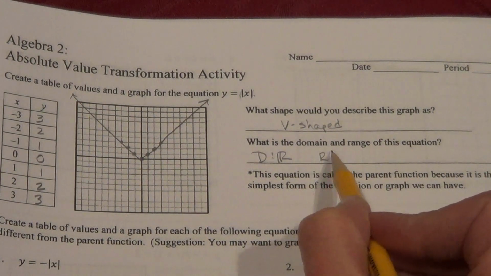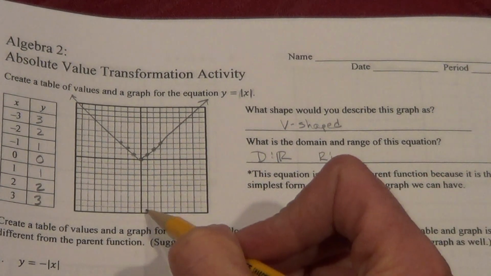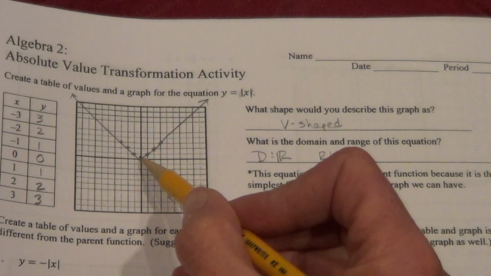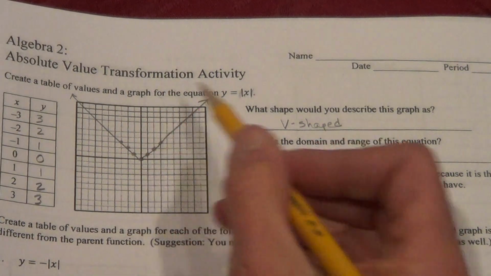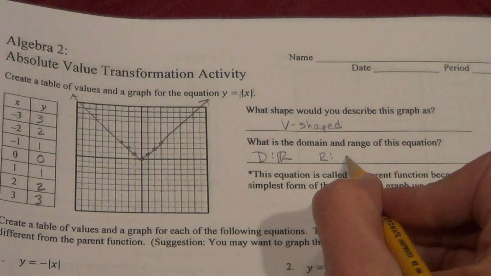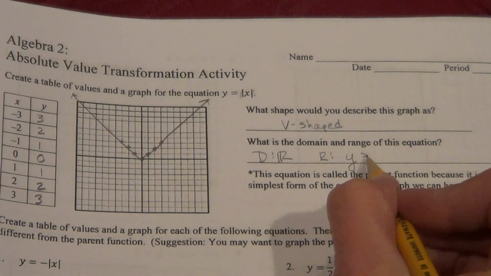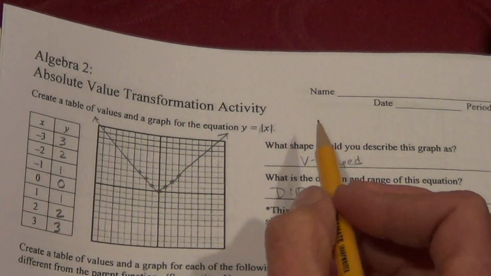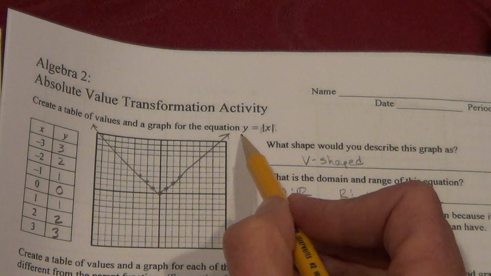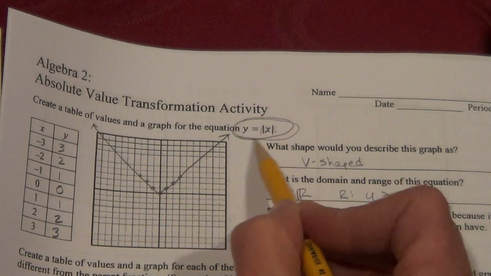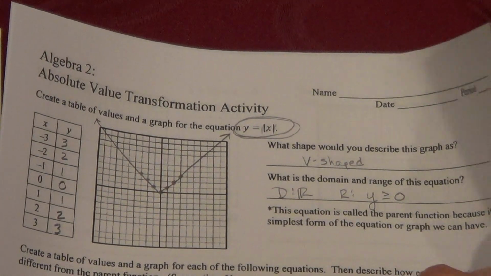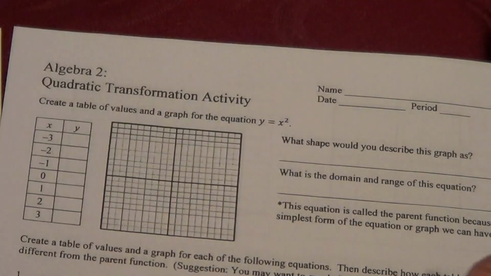However, the range does have restrictions. There is no graph down here in the negatives. The only graph is from 0 up. So we say in the range that the y values are greater than or equal to 0. And this is called an absolute value parent function because there's no numbers causing any transformations in that equation. That's the simplest form of an absolute value equation.